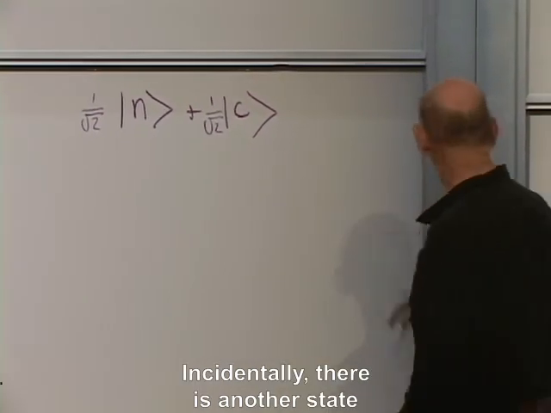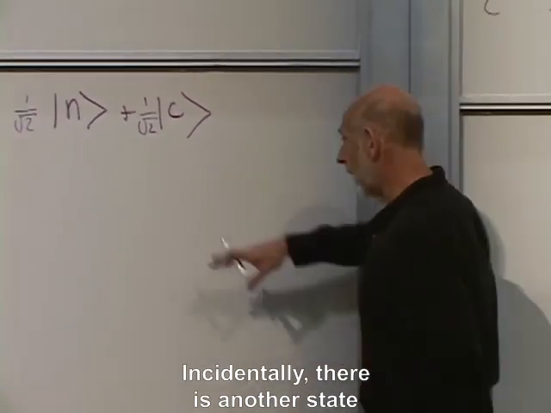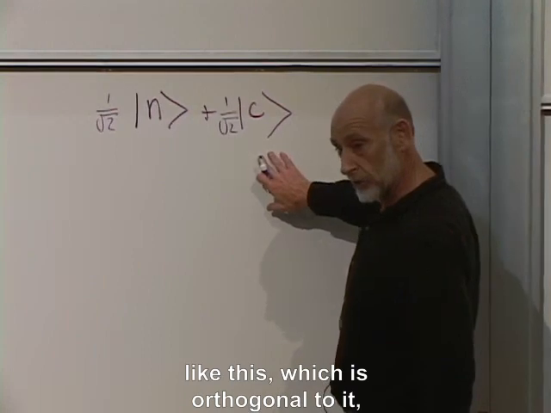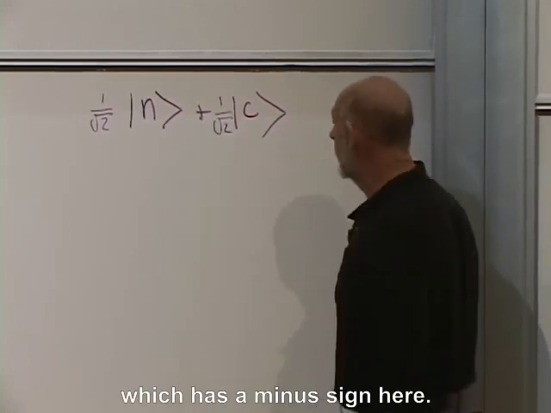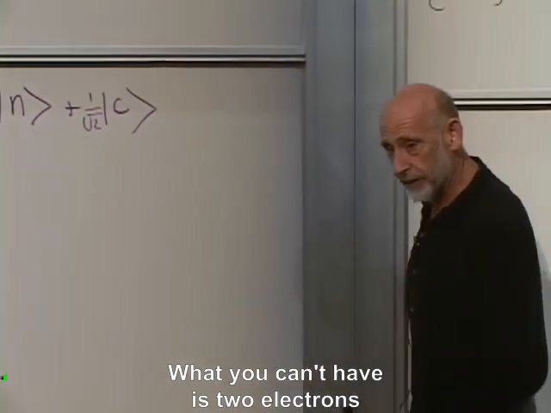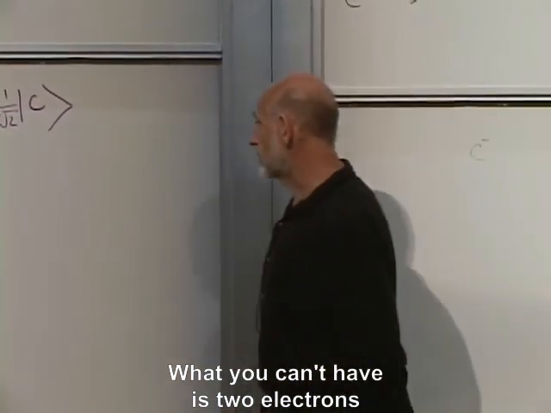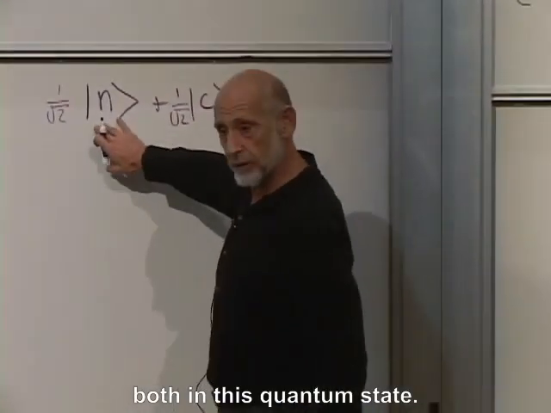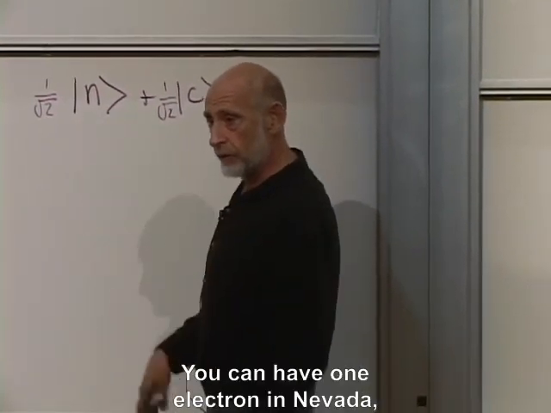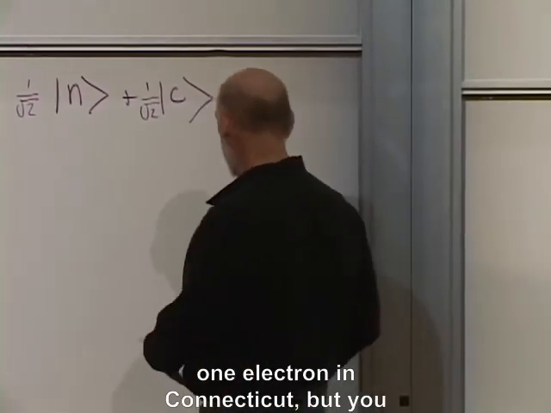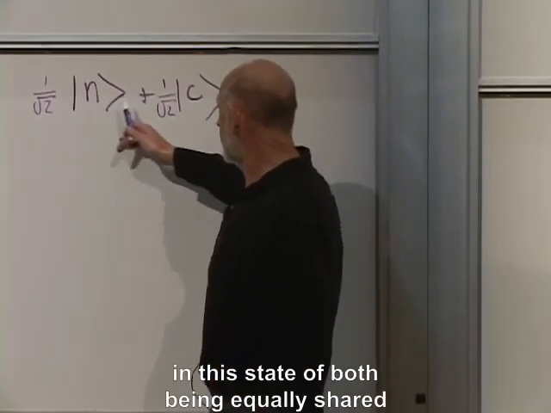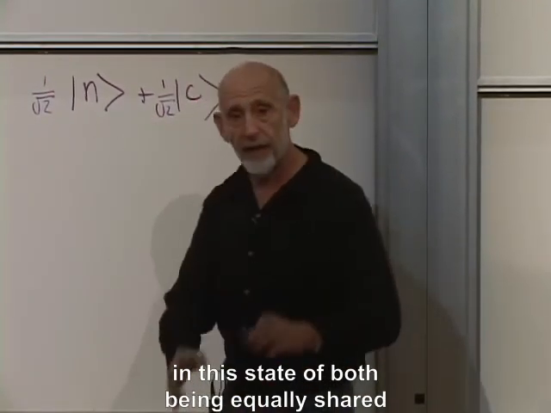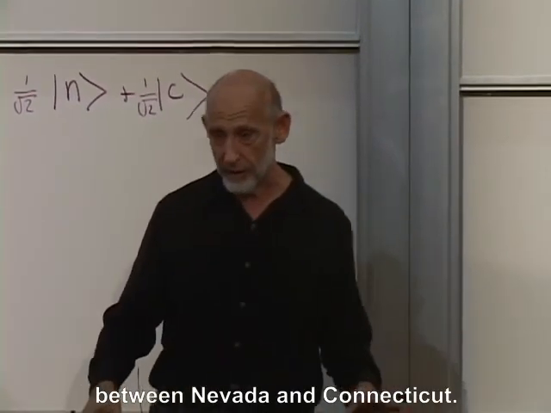Okay. Incidentally, there is another state like this, which is orthogonal to it, which has a minus sign here. Okay. What you can't have is two electrons both in this quantum state. You can have one electron in Nevada, one electron in Connecticut, but you can't have two electrons which are in this state of both being equally shared between Nevada and Connecticut.